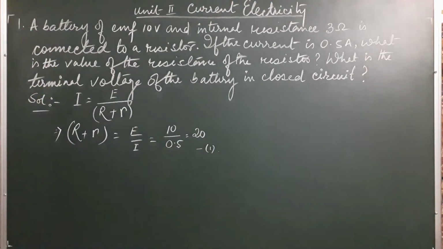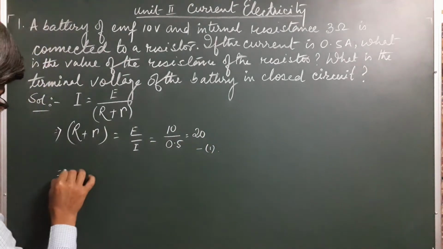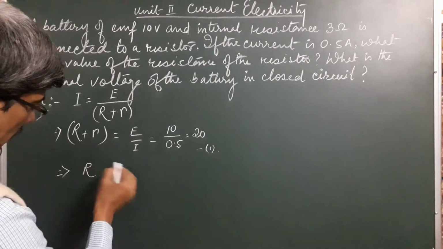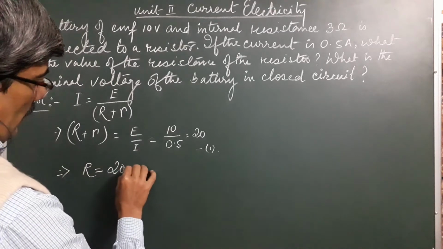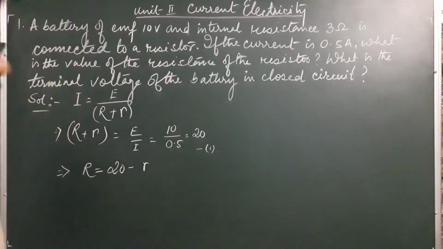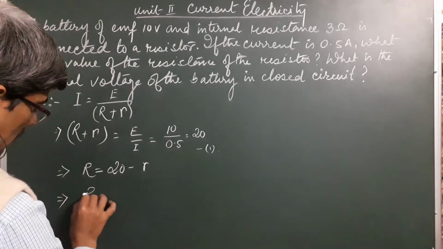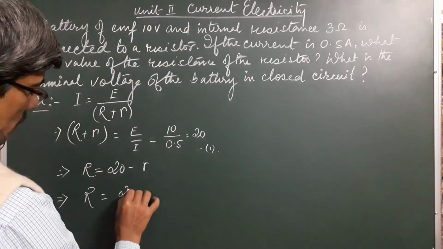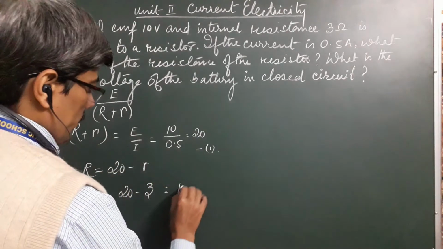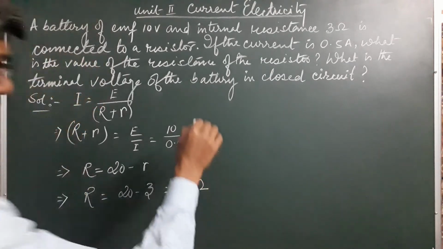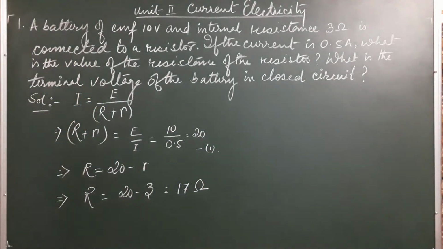Let this be your first equation. Now students, from this equation itself, we can write R is equal to 20 minus small r. Now the internal resistance is given to be 3 ohm. So you need to just put the value, R equals 20 minus 3. That comes out to be 17 ohms.